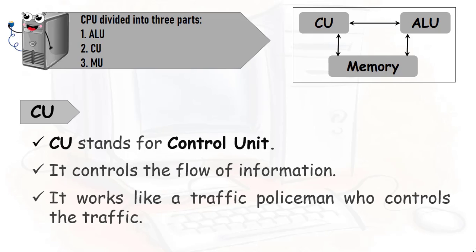Yes, its name denotes the control unit. That means the control unit of the CPU controls the whole flow of information: we get the information from the input devices, the CPU performs some operation and processes that input, and after that the output is displayed by the output devices. All this controlling is done by the CU, the control unit, and we can compare it with a traffic policeman who controls the traffic.